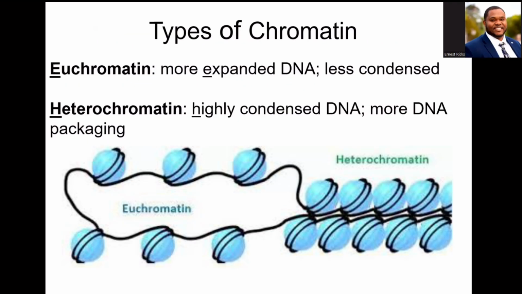Now, what are the types of chromatin? Well, there's euchromatin, more expanded DNA and less condensed. You can see the E in euchromatin goes with the E in expanded. So euchromatin is more expanded DNA and less condensed. Heterochromatin goes with the H in highly condensed DNA and more DNA packaging. So loose chromatin is euchromatin, highly condensed chromatin is heterochromatin.